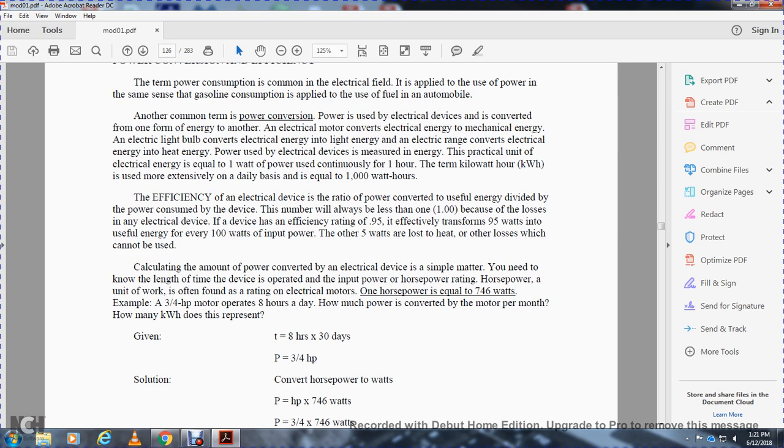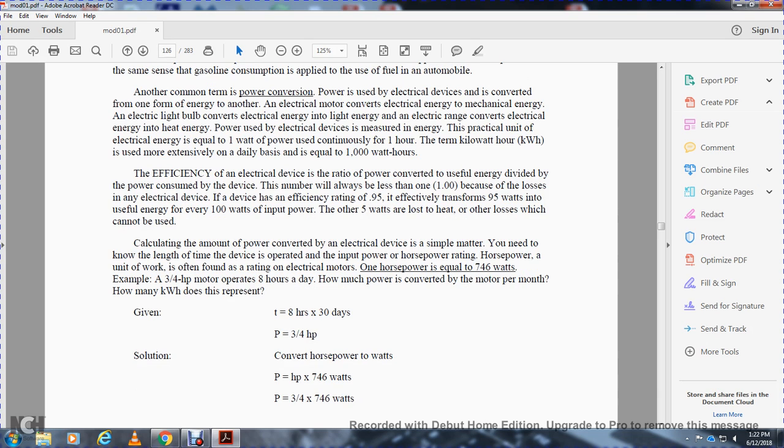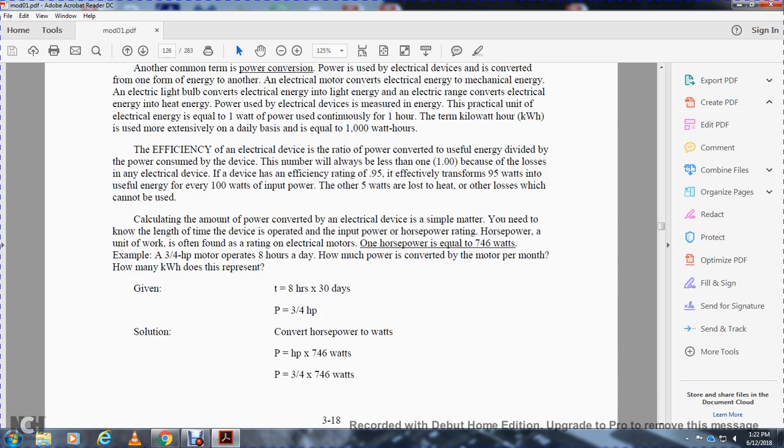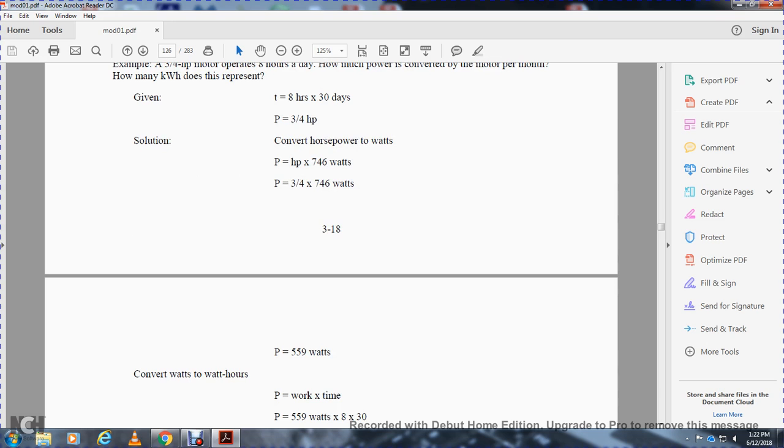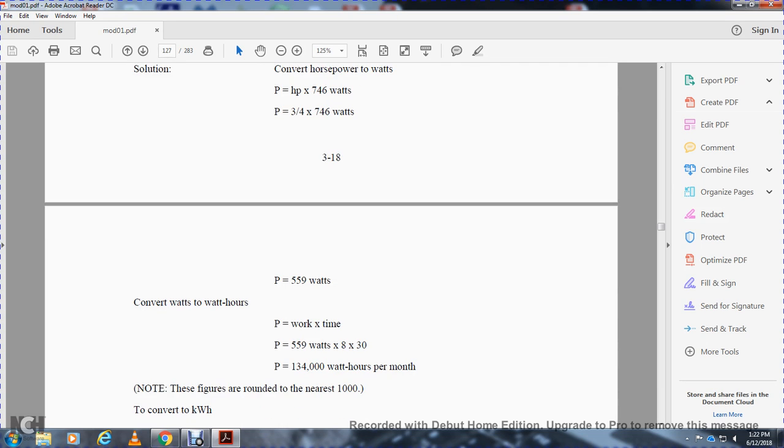So you'd have 240. It is your time. Your power would be three quarters of a horsepower. Convert the horsepower to watts. You have 746 watts for 1 horsepower. Three quarters of 746 watts, and then you have the power is 559 watts. To convert to watt hours, you have the 559 watts times 8 times 30. It's 134,000 watt hours.